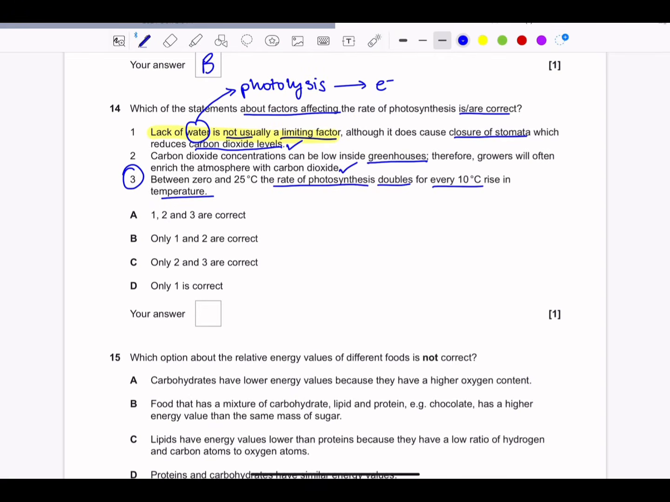But then it got me thinking that I might be reading too literally into the statement. I think what they're trying to get across over here is the fact that temperature is one of the limiting factors, and by increasing temperature to a certain point, it increases the rate of photosynthesis. I think it just might be that simple of a statement that I may be reading too much into. But if you are aware of this, please do tell me. Right, so all three are true in that case, so the answer is A.